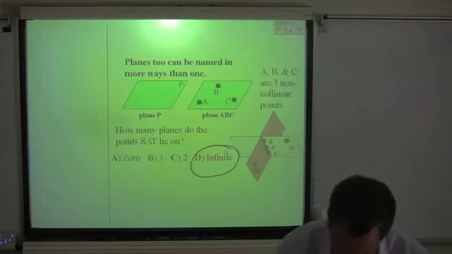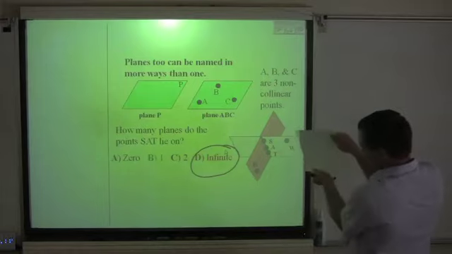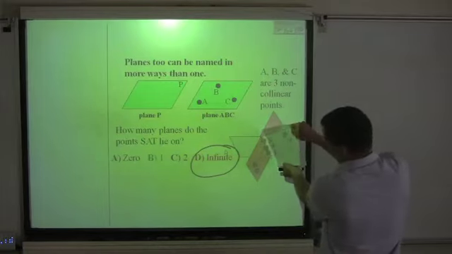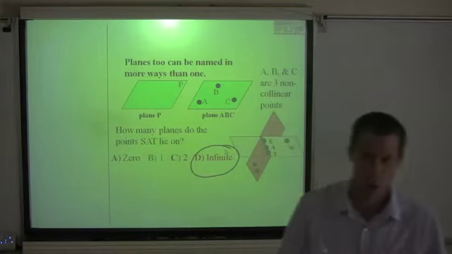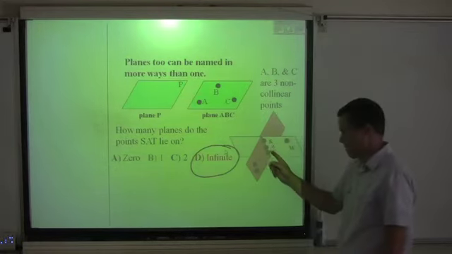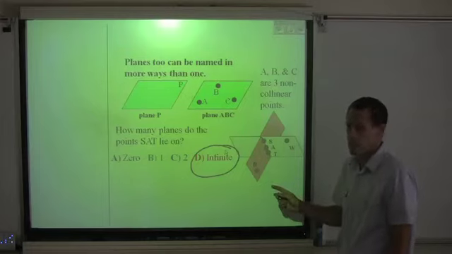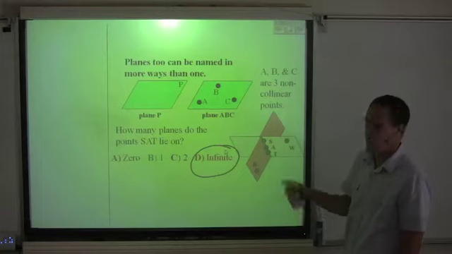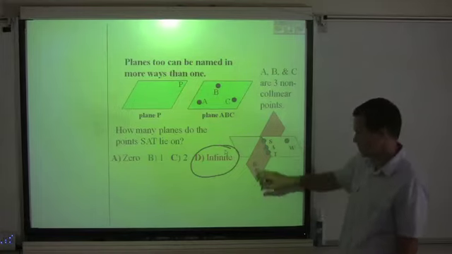There could be another plane represented by this sheet of paper that goes in and hits S, A, and T like this. There are infinite different planes that could go through a line. So therefore, we cannot name a plane with 3 points that are collinear. The red plane would be better named SRT, and the gray plane would be better named SWT.